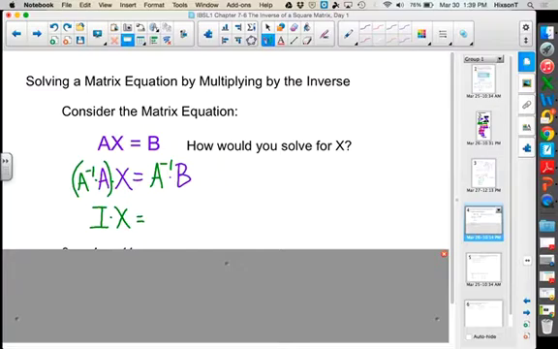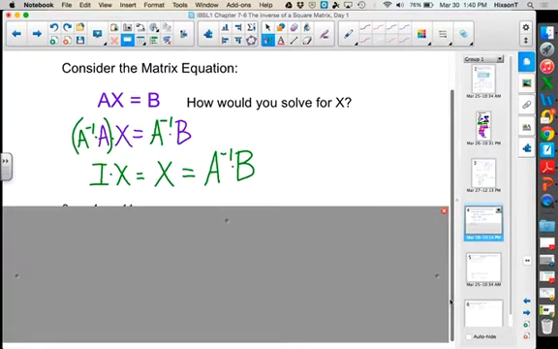But here, now that you have the identity times X, you know that's just X, because that's what the identity does. And that's going to equal the inverse of A times B. You can do the opposite if you want to find A. You'd have to use X inverse, and in both cases, X inverse would have to be on the right side of your product.